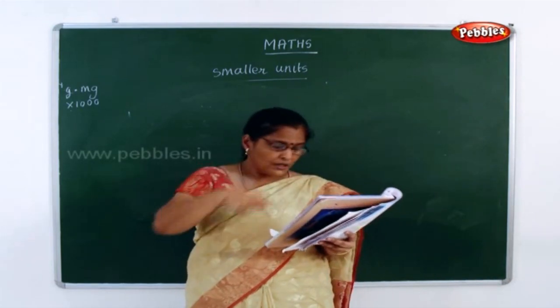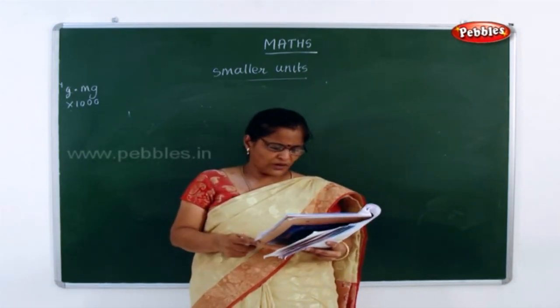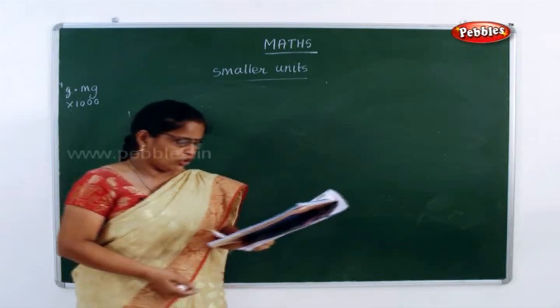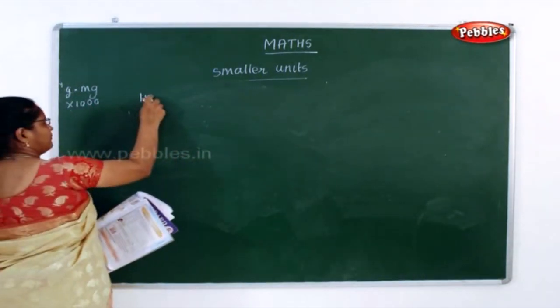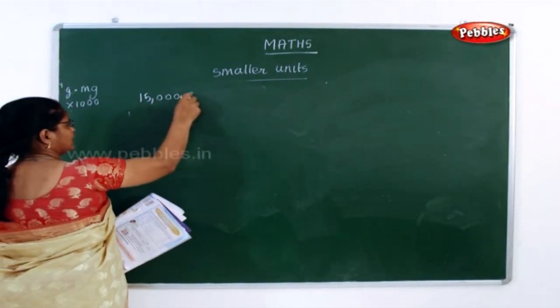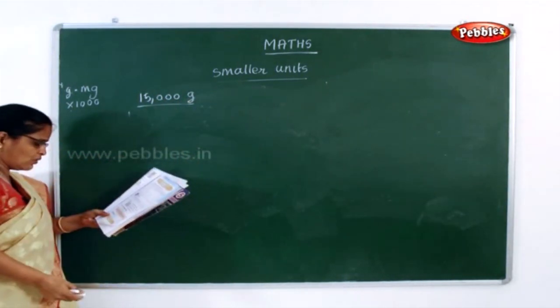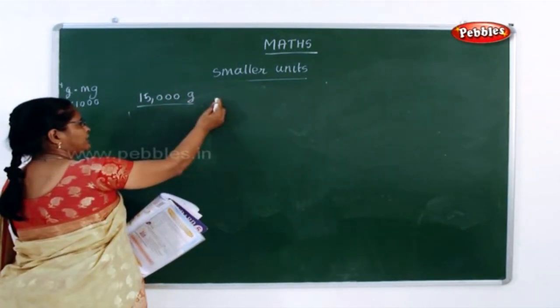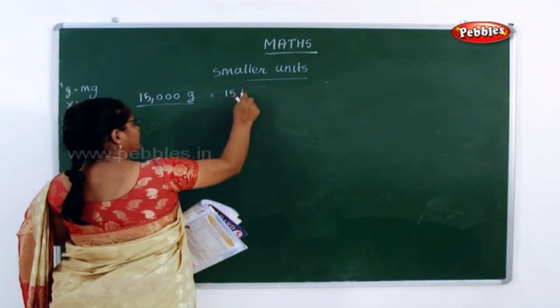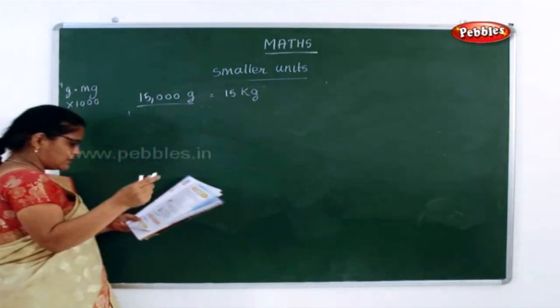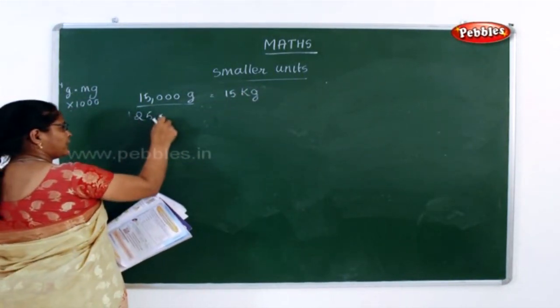Now next one, read the following measurement. One small thing they have given: normally they say it is 15,000 gram. They have given in your book, it is 15,000 gram. Now how will you tell this 15,000 gram? When you want to convert into kilogram, you will say it is 15 kg. Now next one, they have given 25,000 gram.